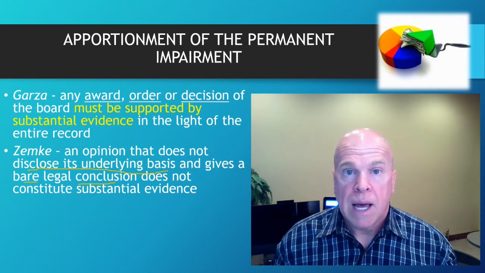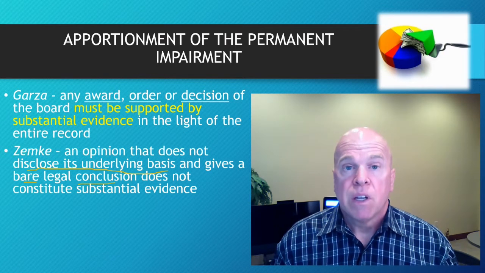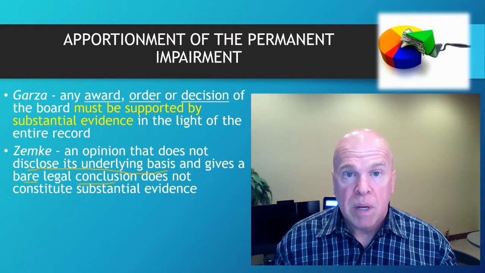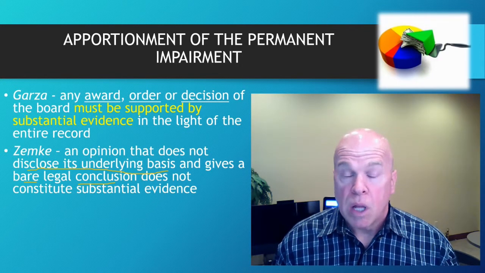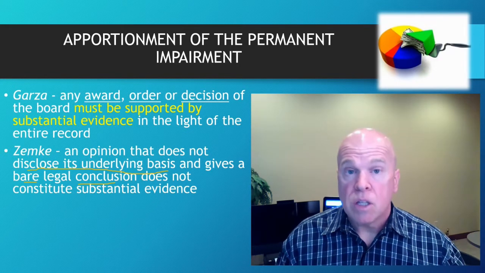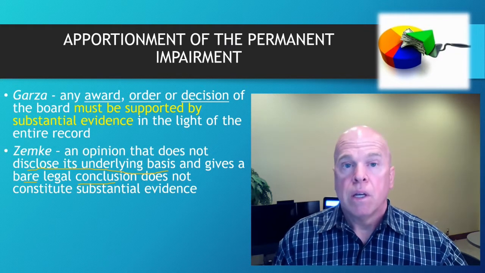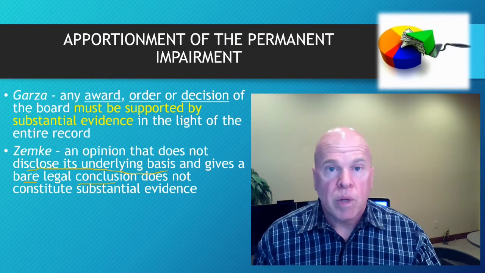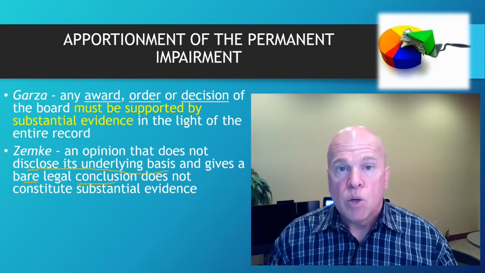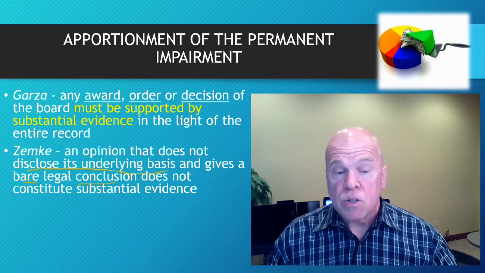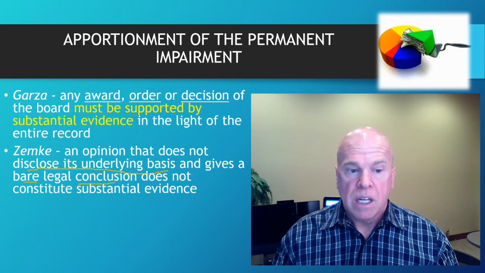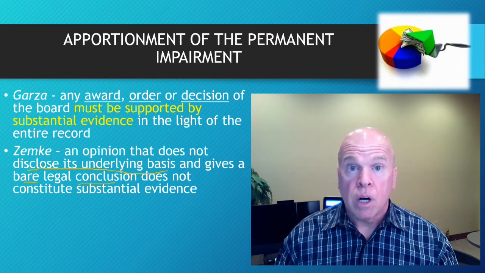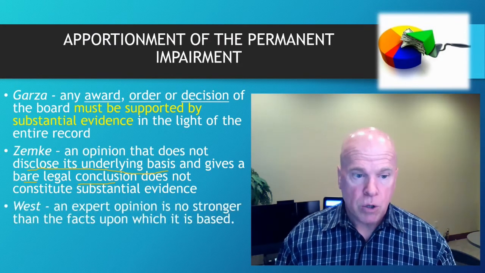It would be like, in my opinion, 10% of the permanent impairment is due to the industrial injury, and 90% is due to other factors, period. That's the bare legal conclusion, and that's the start of your apportionment argument. But after that, you must provide the underlying basis that supports the legal conclusion, or in our case, the medical conclusion.